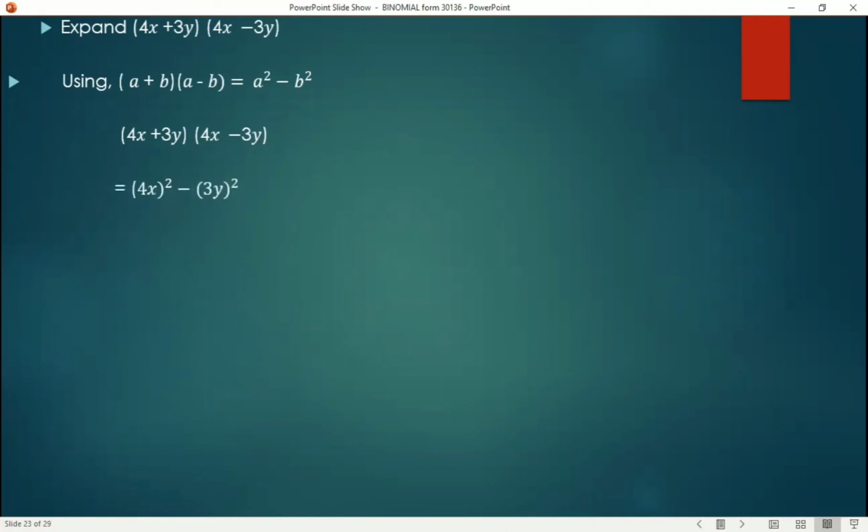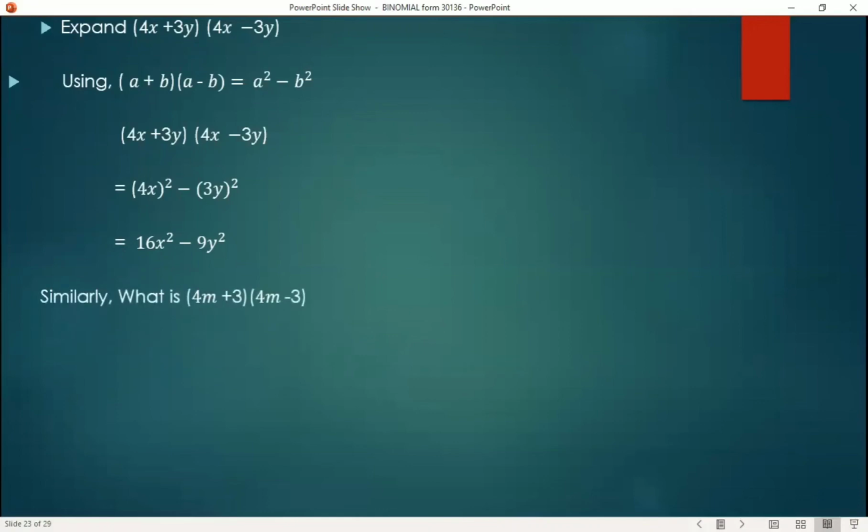What about 4x plus 3y, 4x minus 3y? Again, using the formula of perfect square, (a plus b) multiplied by (a minus b) is a squared minus b squared. So 4x plus 3y multiplied by 4x minus 3y will give (4x) squared minus (3y) squared. Final answer, 16x squared minus 9y squared.